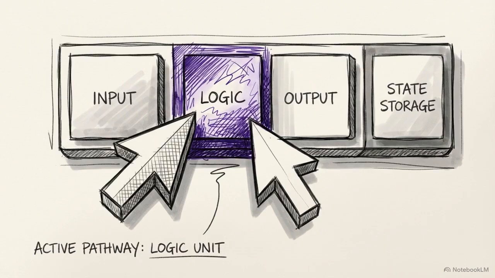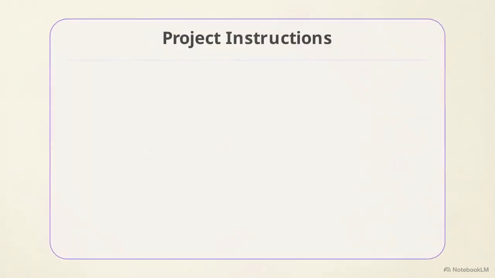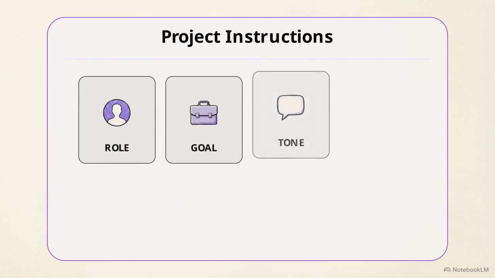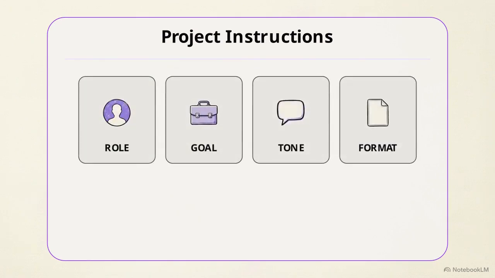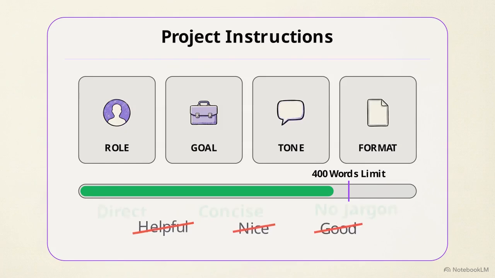Now that the workspace exists, we need to program its behavior. You do this through project instructions. Claude reads this permanent text block before every conversation. This diagram shows the required framework. It requires 4 specific inputs: your role, your exact goal, your preferred tone, and the structure of the output you want. Keep these instructions under 400 words.